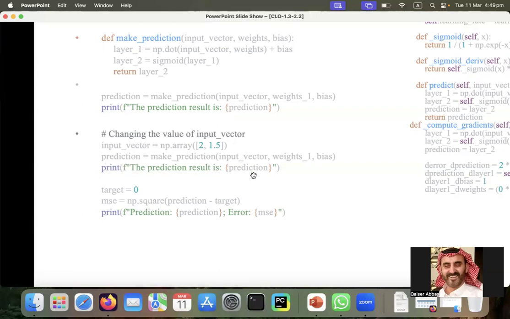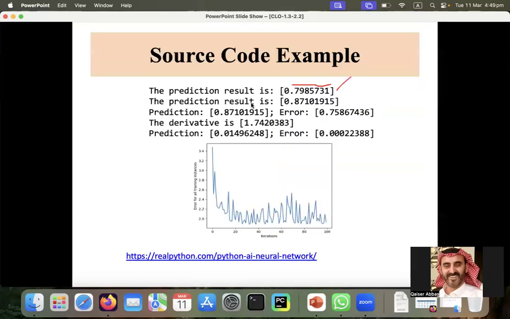The prediction result is prediction. And for this second line, 0.87, this is the output for that. We have changed the vector, and the class predicted by the model for that input vector is 87, which again means class 1. But actually it is wrong.